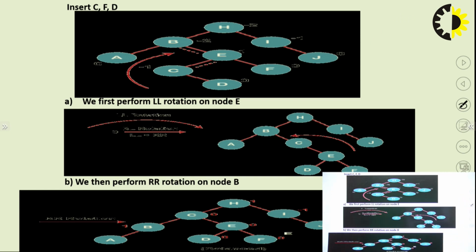Next, insert C, F, D. देखिए, C has the smallest value in comparison to E, and D is greater than C. F is a greater value than E. Then we will set it as a binary search tree, and again check the balance factor. Here 0, -1, 0, 1, -2, then -2. Then first of all we perform an LL rotation, then again an LL rotation.